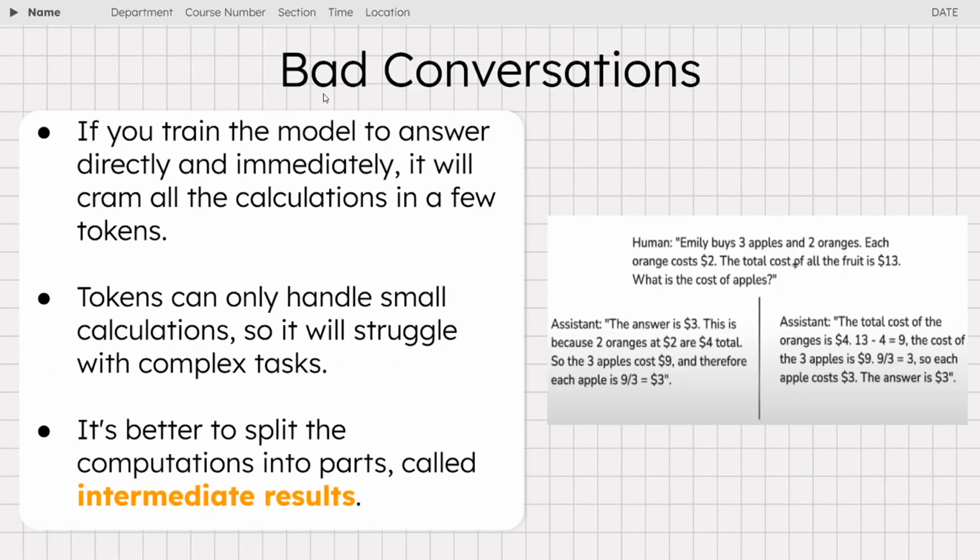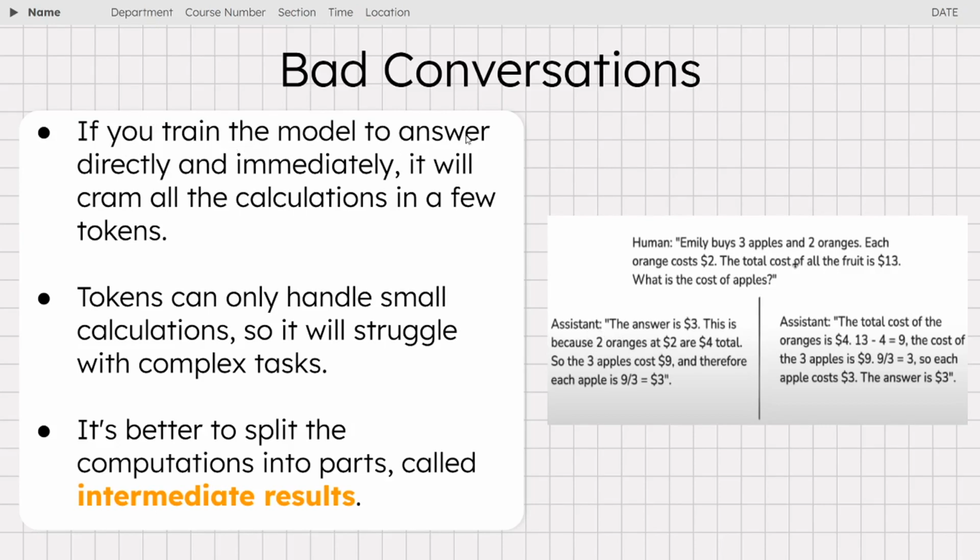I also wanted to talk about bad conversations, or what are bad examples of conversations. As you can see here, we're providing the AI with a question, like a mental problem, and it generates two different responses, and both are correct. The only issue is that one of them is a bad conversation. You should not use it to train the model, and it is the one to the left.